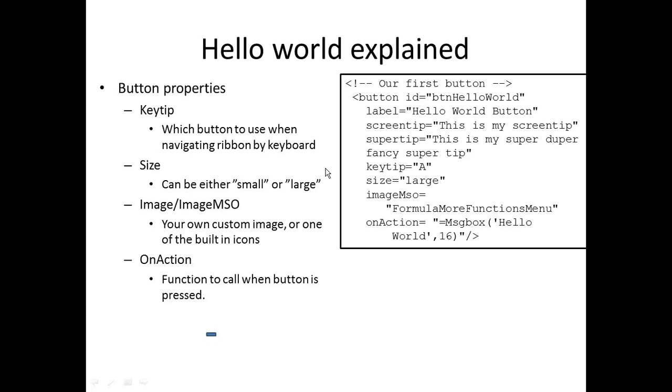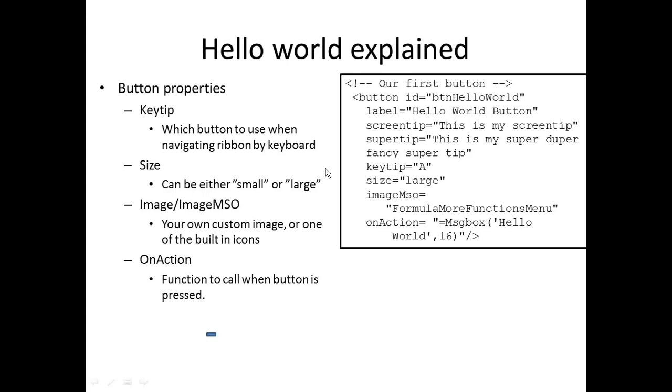The size can either be small or large. The button I've shown you is large. It basically means it's one button that will take up the whole space of the ribbon from top to bottom. But if you use a small size, you can have up to 3 buttons in the same column. You can use images. Either use your own custom image, or you can use one of the Microsoft Office built-in images. And finally, there's the on action.